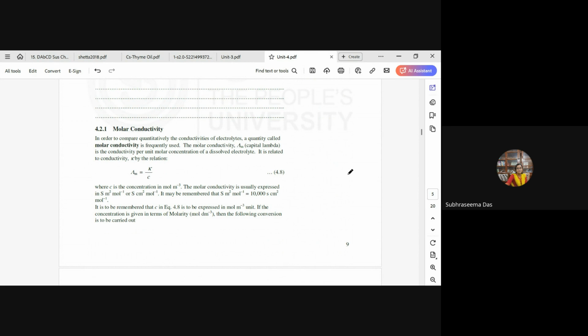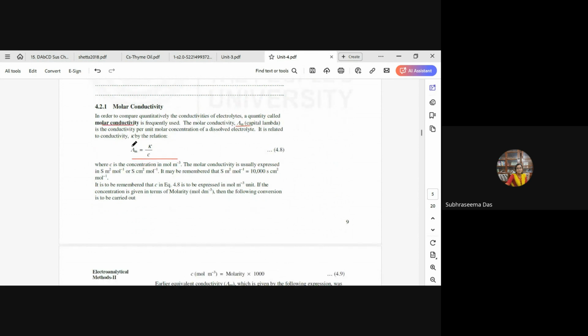Then coming to molar conductivity. In order to compare the conductivities of different electrolytes, a quantity has been introduced and it is called molar conductivity. We represent molar conductivity as lambda m. It is related to kappa by the relation lambda m is equal to kappa by C. The molar conductivity is usually expressed in units of Siemens meter square per mole or Siemens centimeter square per mole. Here the C in this equation is in the unit of moles per dm cube.